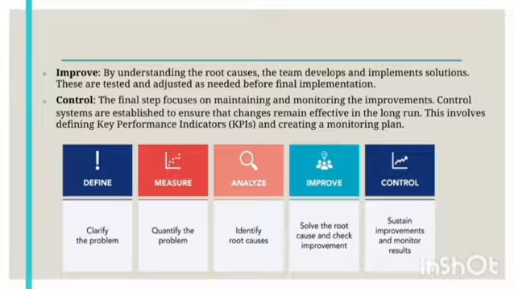Control: the final step focuses on maintaining and monitoring the improvement. Control systems are established to ensure that changes remain effective in the long run. This involves defining key performance indicators, KPIs, and creating a monitoring plan.